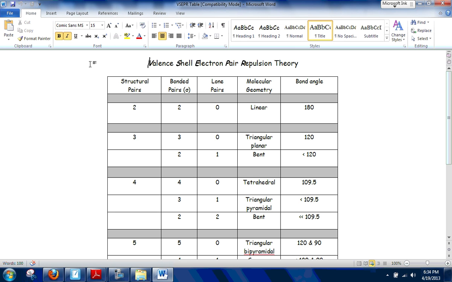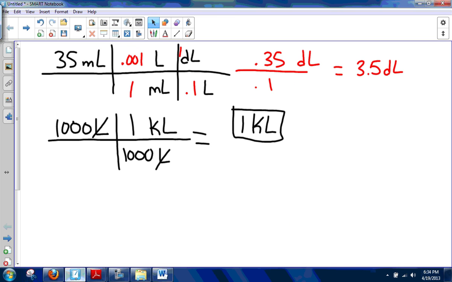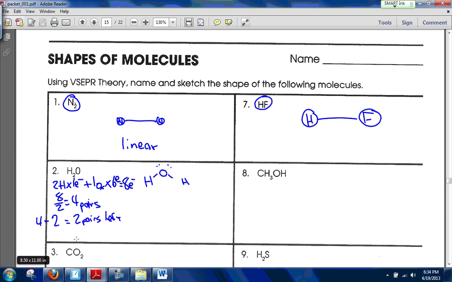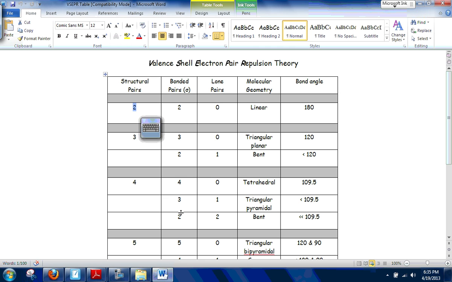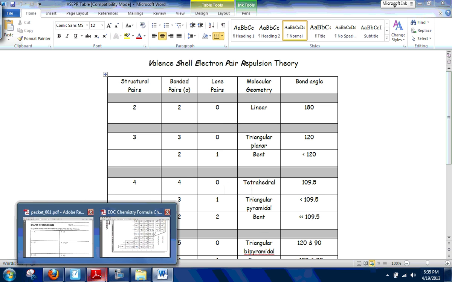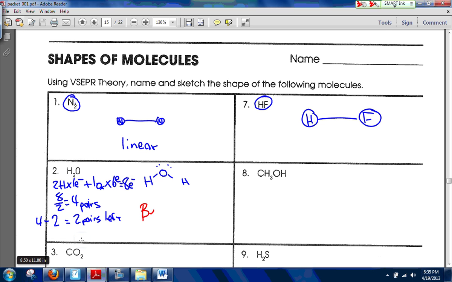Okay, but we have two bonding pairs around this, or two structural pairs. That's where we start. Oh, we have four structural pairs. I'm sorry. Let's look. I have 1, 2, 3, 4. There's 1, there's 2, there's 3, there's 4. That's 4 total pairs. Now, 2 of those are bonded, and the other 2 are lone pairs, which means that this is going to be bent. And I actually knew that before I started because we know water is bent, right?